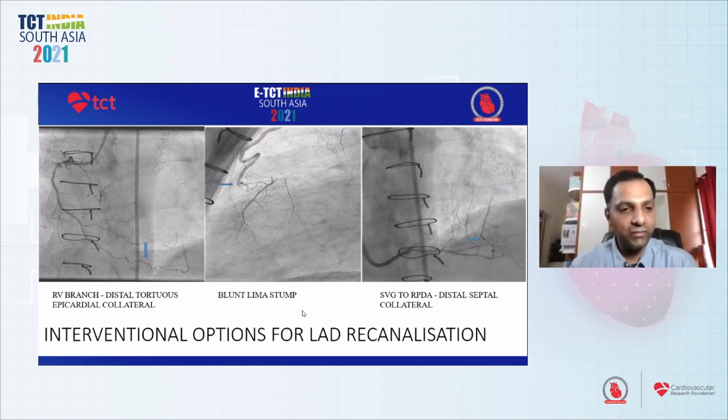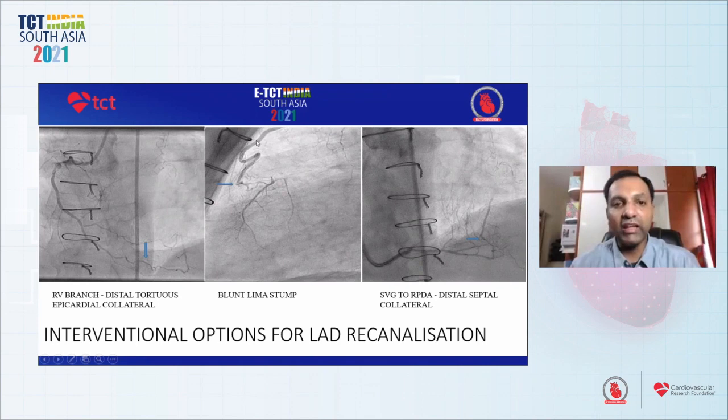Now, what are the interventional options for LAD recanalization? One is we can go through this native RCA, RV branch, and through the collaterals into the LAD retrograde. But the issue right now is the fact that there is a proximal stenosis here. It's a smallish vessel. It's a tortuous epicardial collateral, so the risk of rupture, bleed, effusion, everything is high. And the support also may be an issue.